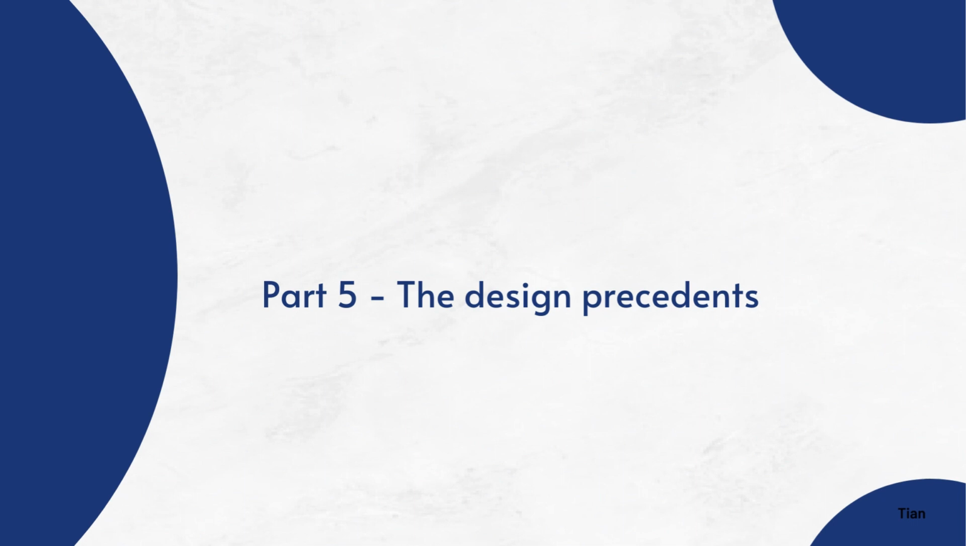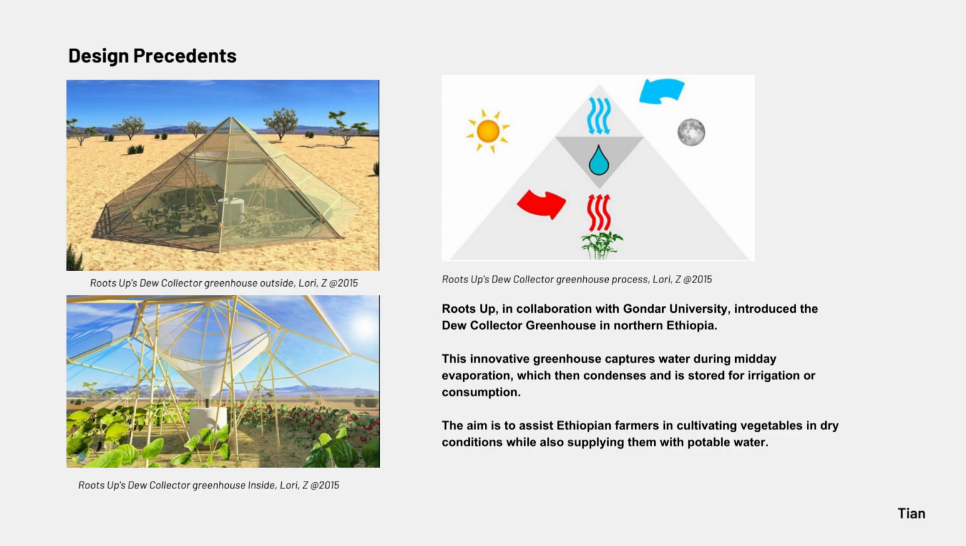Let's look at part 5, the design precedents. I found this roof-top greenhouse collector from Ghent University. These greenhouses were practiced in northern Ethiopia. These innovative greenhouses capture water during the night and also in the afternoon. They can capture the water and store it for irrigation, or use this captured water for planting vegetables, and these aim to address the needs of Ethiopian farmers in dry conditions.